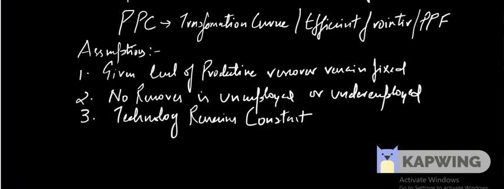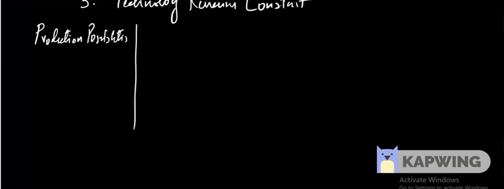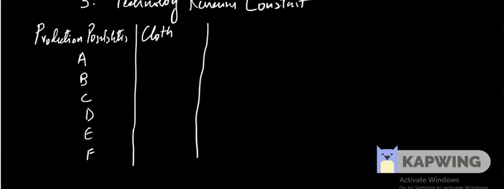Now let us assume that an economy has a set of production possibilities. We have A, B, C, D, E and F. And an economy wants to produce either cloth or wheat. Now suppose the production possibilities are like this.